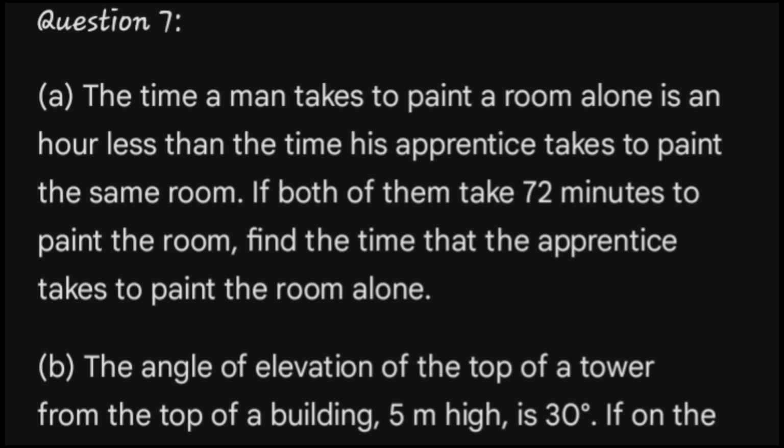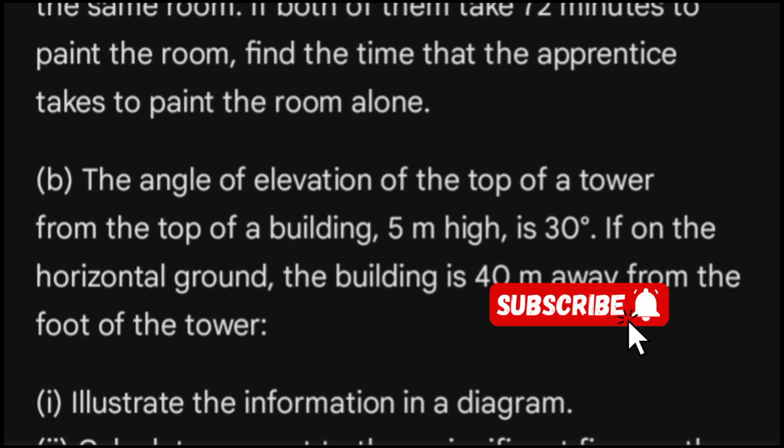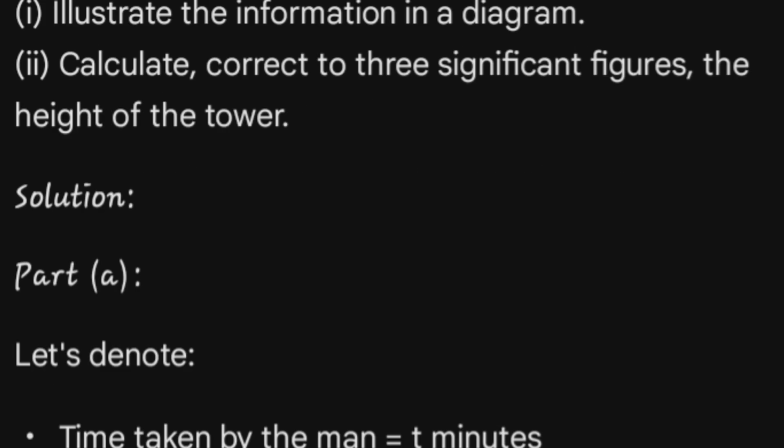Question 7. A. The time a man takes to paint a room alone is an hour less than the time his apprentice takes to paint the same room. If both of them take 72 minutes to paint the room, find the time that the apprentice takes to paint the room alone. B. The angle of elevation of the top of a tower from the top of a building, 5 meters high, is 30 degrees. If on the horizontal ground, the building is 40 meters away from the foot of the tower: 1. Illustrate the information in a diagram. 2. Calculate, correct to 3 significant figures, the height of the tower.